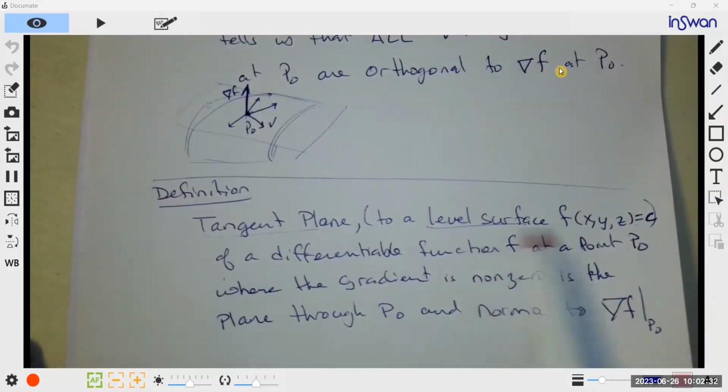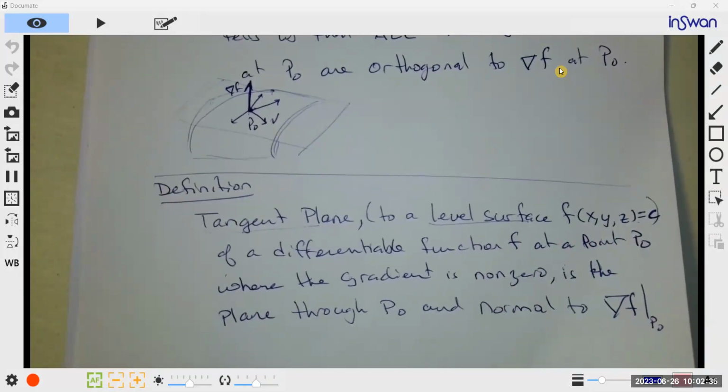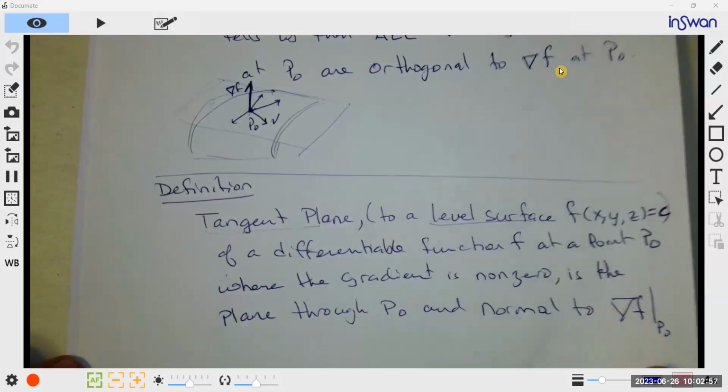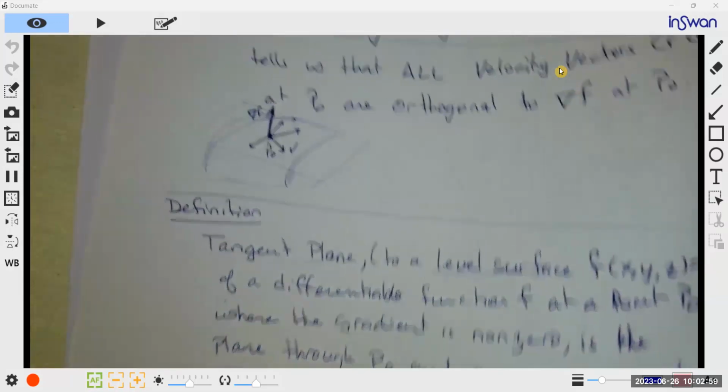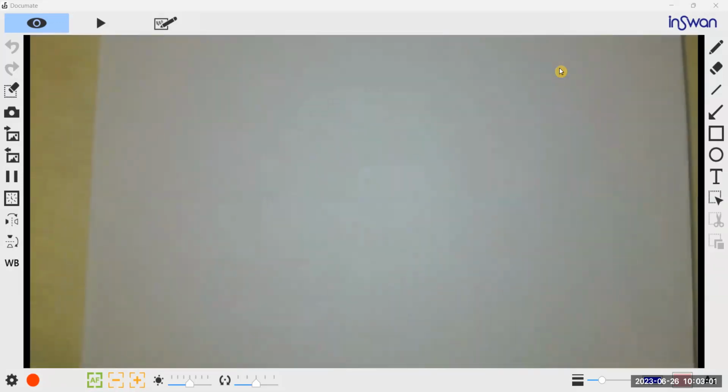So given a level surface f(x, y, z) equals c of a differentiable function f at a point p sub 0, where we have a non-zero gradient, the plane goes through the point p sub 0 and is normal to the gradient. So that's what the tangent plane defines. We've seen that formula before. We'll get to that in a second. We've discussed this, but indirectly.